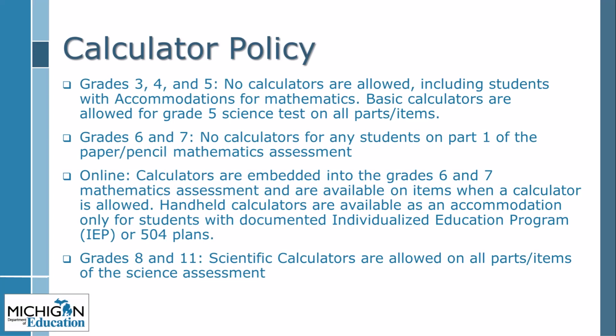The calculator policy has not changed. Grades 3, 4, and 5 cannot use a calculator, even as an accommodation, because it changes the construct of the test. In grades 6 and 7, calculators are not allowed for anyone on Part 1 of the paper pencil assessment. For students in grades 6 and 7 testing online, the calculators are embedded into the assessment on items for which they are available, and handheld calculators are only allowed as an accommodation. Calculators are allowed on the science assessment for all items, on both parts, in all tested grades, 5, 8, and 11. For grade 5, students use the basic calculator, and grades 8 and 11 use the scientific calculator.